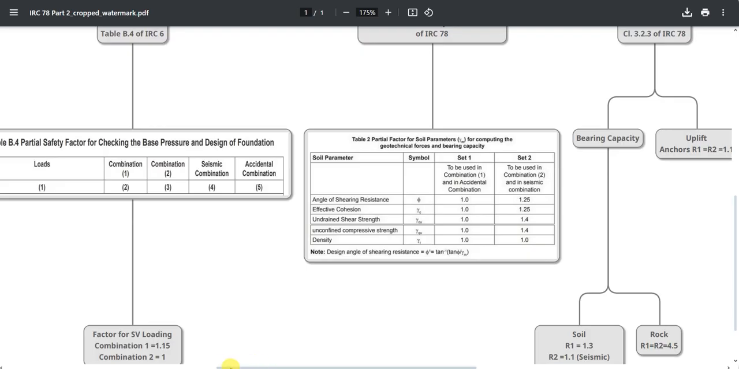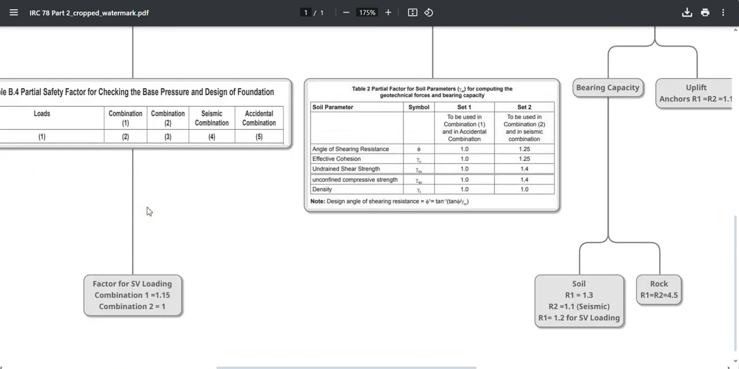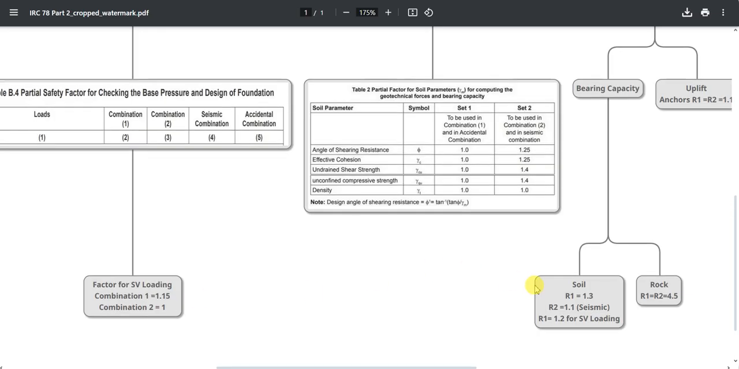For the load factors, the code suggests using Table B4 of IRC 6 for checking base pressure and design of foundation. It also says that for SV loading, for combination 1 the factor shall be 1.15 and for combination 2 it shall be 1. IRC 6 gives a different value, but this clause supersedes IRC 6 and says that for combination 1 the factor shall be 1.15 and for combination 2 the factor shall be 1.